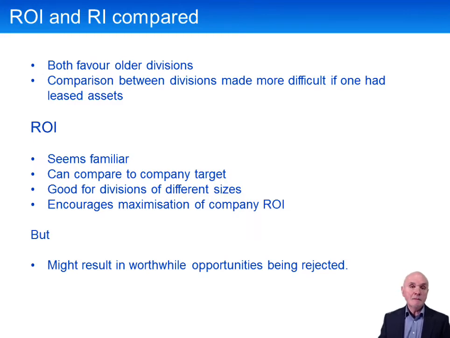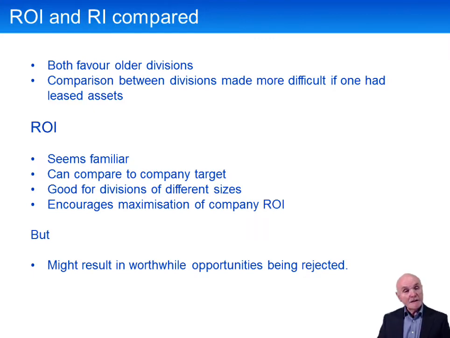Secondly, comparison can be difficult if one division owns all its assets and another one leases all its assets. Assuming we're talking about operating leases here, those leases will not be on the statement of financial position. They will not appear in the capital employed. And again, a division which leases assets will appear to be more favourable, under both return on investment and residual income. Its capital is less, and therefore the capital charge is less, and both measures look better.